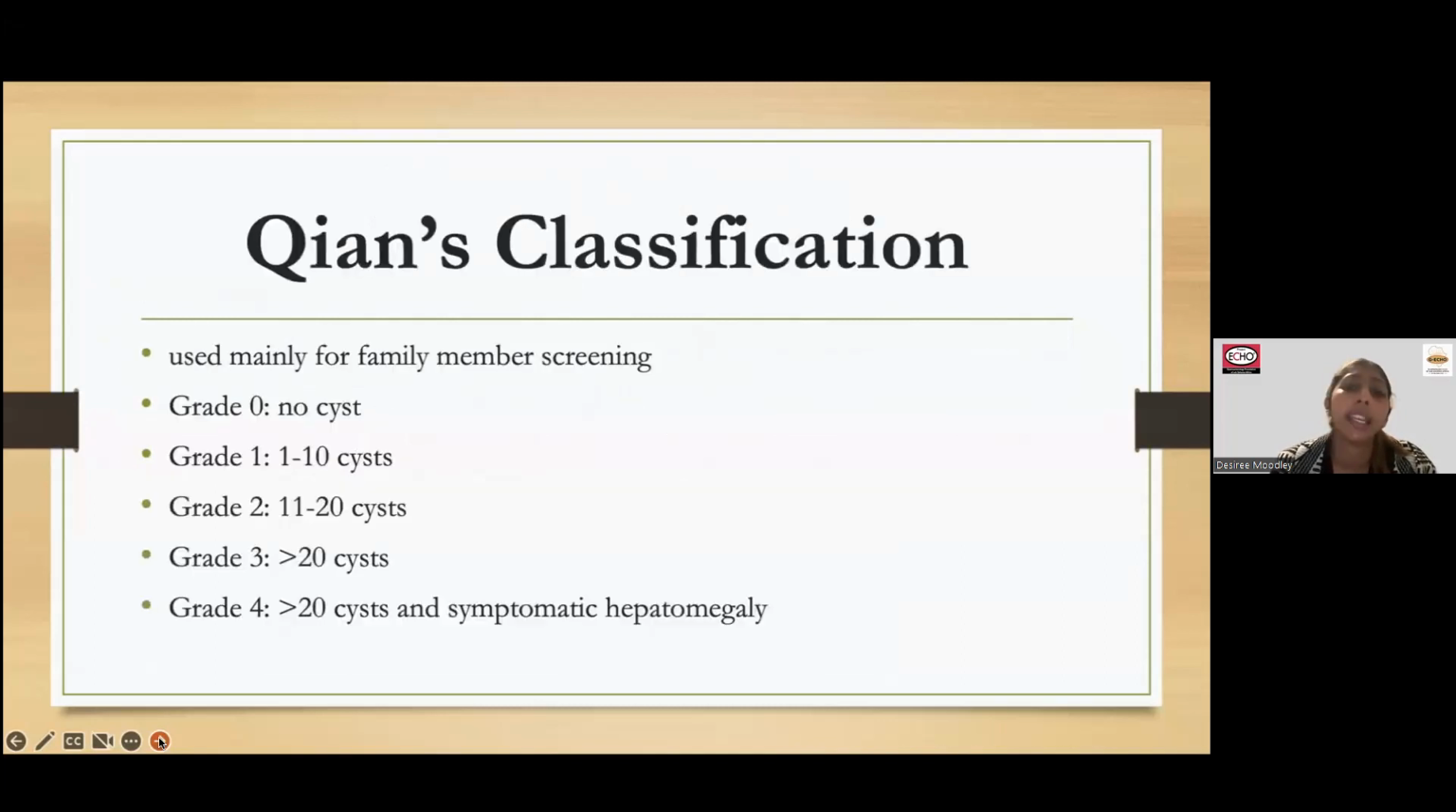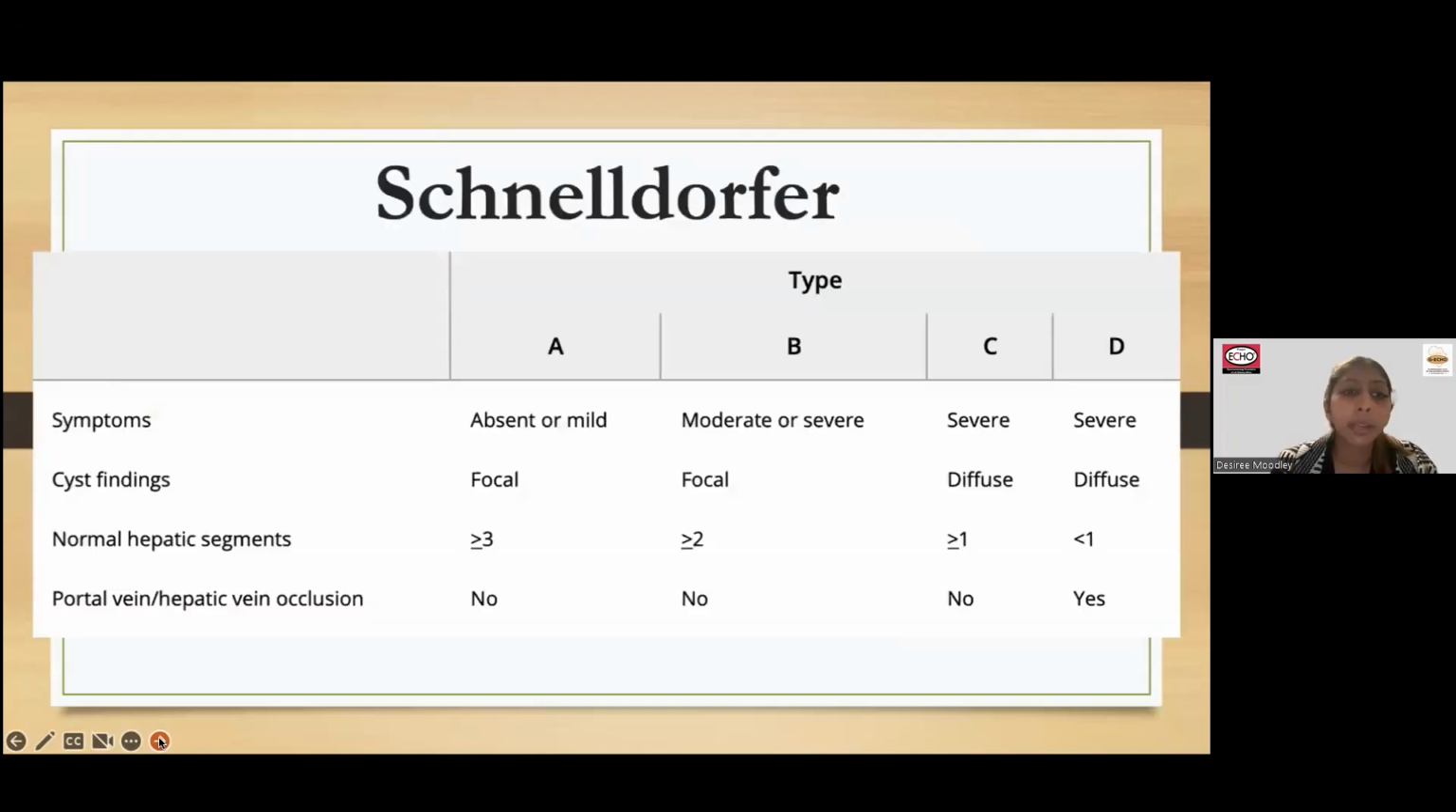Keown's classification is another one mentioned in the guidelines. This is mainly used for family members to screen them, and it just goes by how many cysts are found. Schnelldorf was also mentioned. This is looking at the types of cysts, whether they're complicated or not, and if a patient has symptoms.